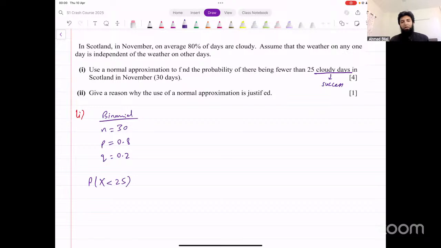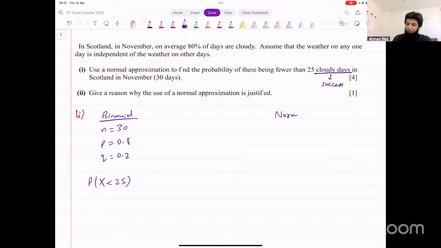Now, less than 25 means 0, 1, 2, 3, 4, 5, 6, all the way up to 24. You have to find all of these probabilities. That's too much calculation. If you do 1 minus something, then you would have to find the probability of 25, 26, 27, 28, 29, 30 and subtract these 6 probabilities from 1, right? That could work, that's still doable. But they have told you that you should be using normal approximation. Now, how do you use approximation?